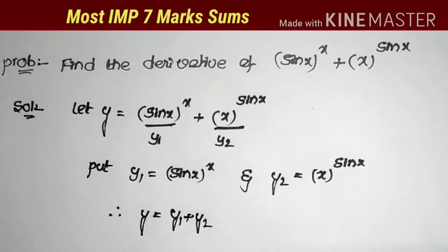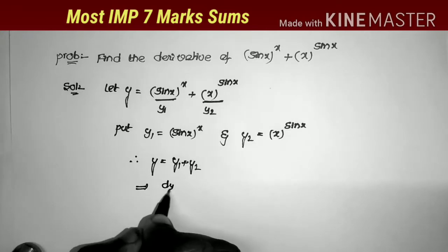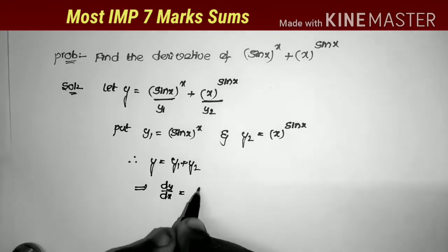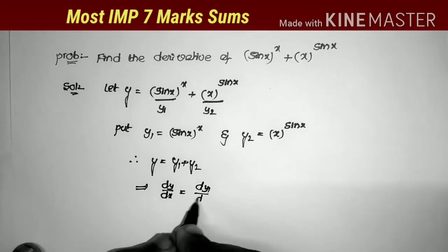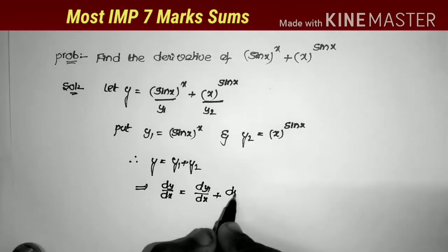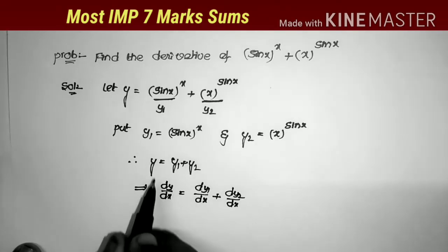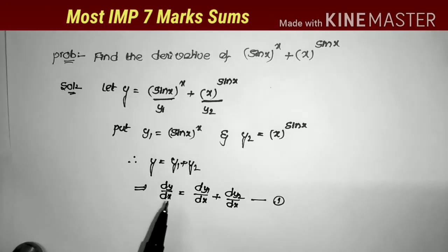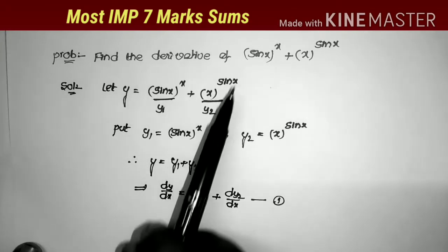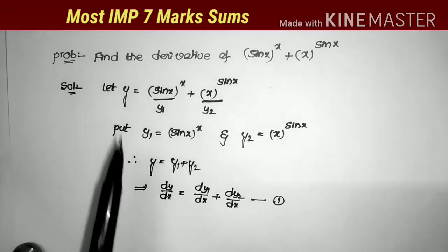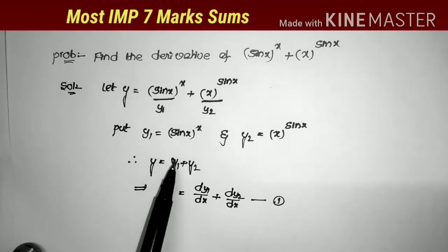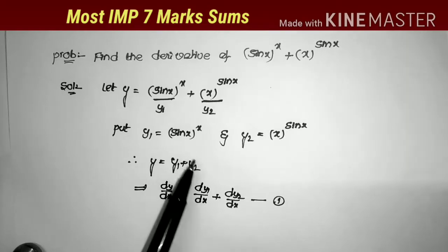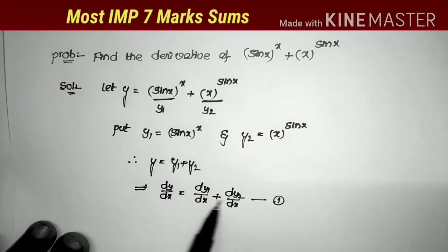Now taking the derivative, dy/dx is equal to, applying d/dx to this equation, dy1/dx + dy2/dx. That is taking the derivative of all the three functions. So this is the required answer. The procedure is: take the first value as y1, the second value as y2 and the given question as y, find the derivative of the first value and the derivative of the second value, and add these two to get the required answer.